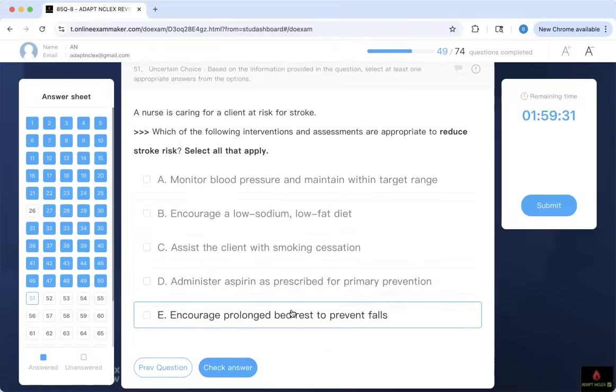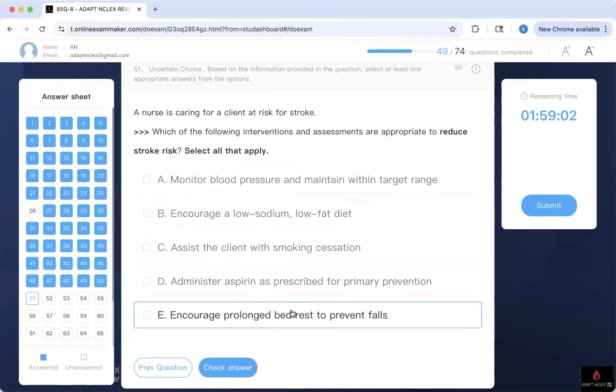And this is caring for a client at risk of stroke. Is going to get stroke. Which of the following interventions and assessments are appropriate to reduce stroke risks? Somebody is going to have stroke. How do I prevent it? Monitor their blood pressure and maintain within target range. Encourage low sodium, low salt diet. Assist the client with smoking cessation. Administer aspirin as prescribed for primary prevention. Encourage prolonged bed rest to prevent falls.